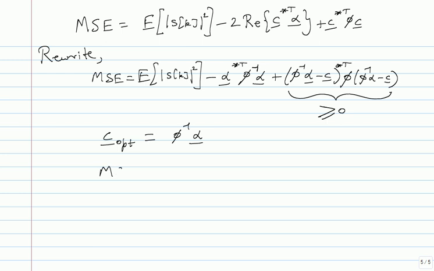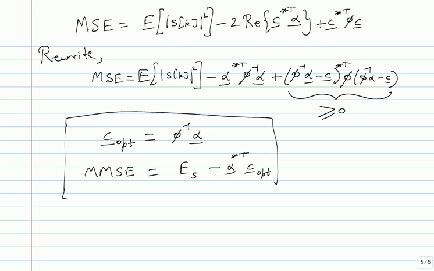Okay, and the minimum MSE, minimum mean square error, is going to be the energy of s minus alpha star transpose phi inverse alpha. Okay. So that's my final result. Now this is important enough, we can box it. Okay, so the critical thing is to show that these two are actually equal. Okay, spend some time and try to make sure you understand how this completing the squares happened. Okay, so it's not very difficult, but you have to pay some attention.